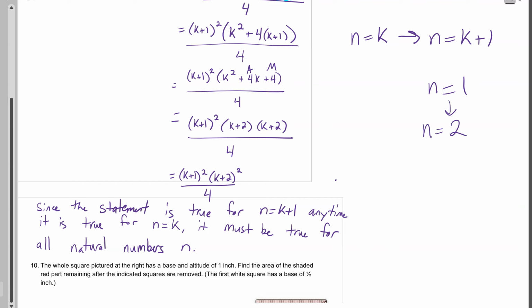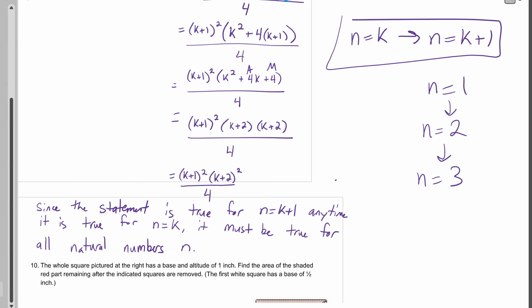So, by that logic, if it's true for n equals 1, it must then be true for the number right after that, n equals 2. But also, I proved that it's true arbitrarily for the next case every time. So if it's true for n equals 2, then it must be true for the case immediately afterwards, n equals 3. And if it's true for n equals 3, it must be true for n equals 4, and so on and so forth. That's the benefit of a proof by induction, right? It proves it for infinitely many cases simply by looking at a specific case.